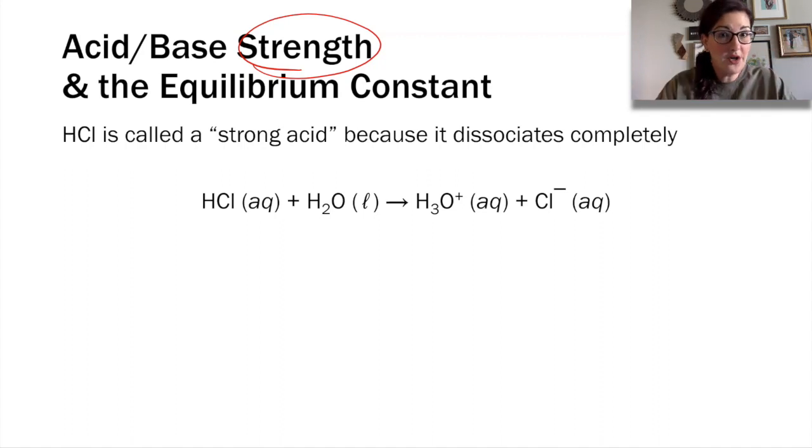So the stronger the acid or the stronger the base, the further the equilibrium will be pushed towards the products. So remember that idea of the equilibrium constant and equilibrium in general we talked about in chapter 12.